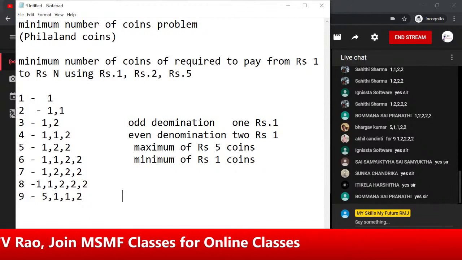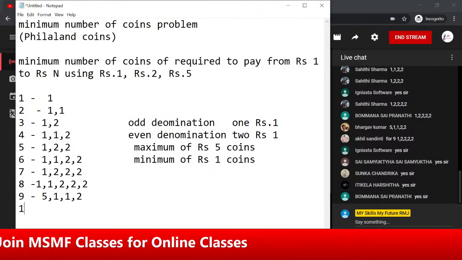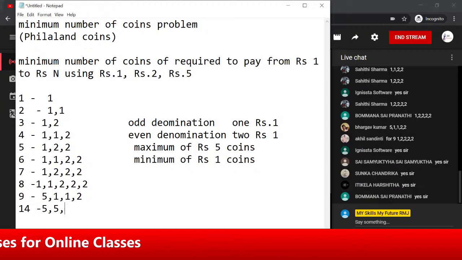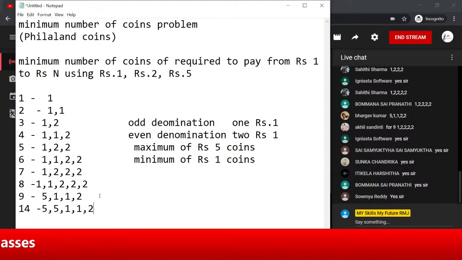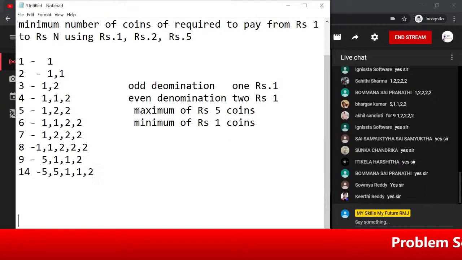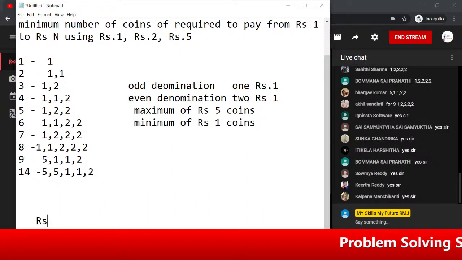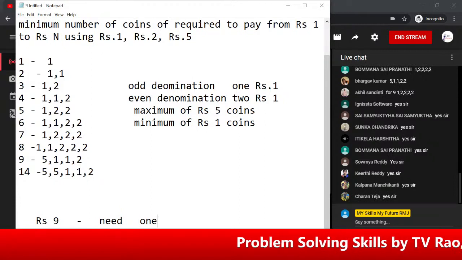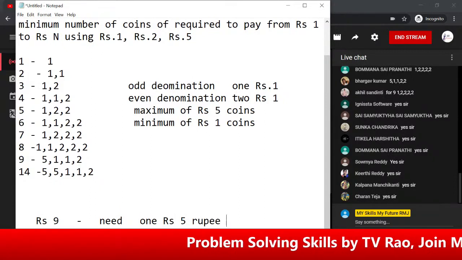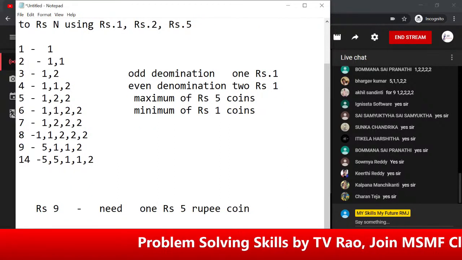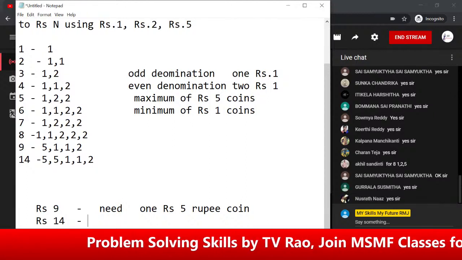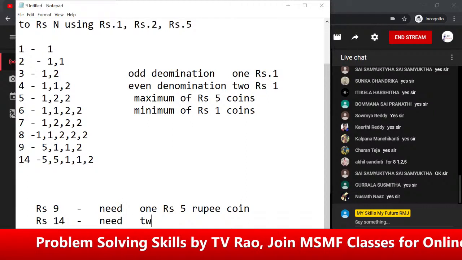So to pay 9, how many 5 rupee coins do I need? 1. To pay 14, two 5 rupee coins and two 1 rupee coins and one 2 rupee coin. Okay, clear? Listen to it very carefully. To pay 9 rupees, need one 5 rupee coin. To pay 14 rupees, you need two 5 rupee coins.